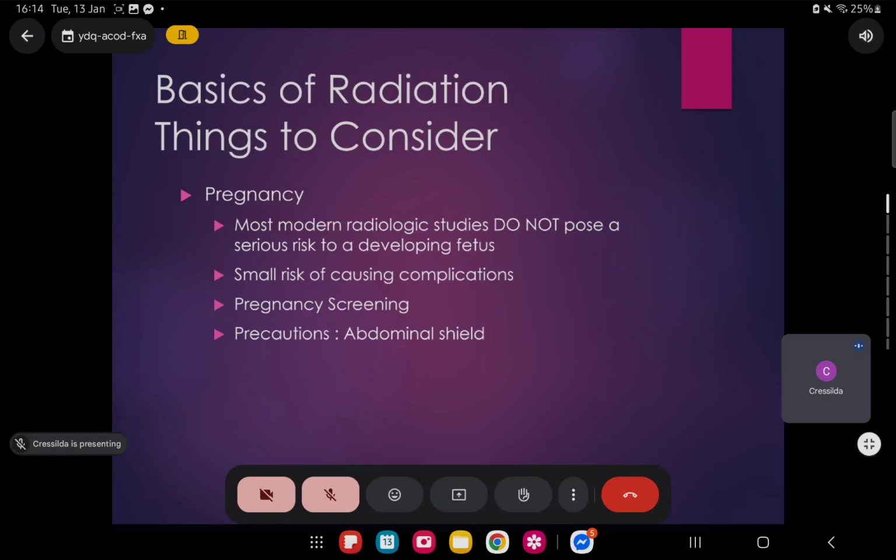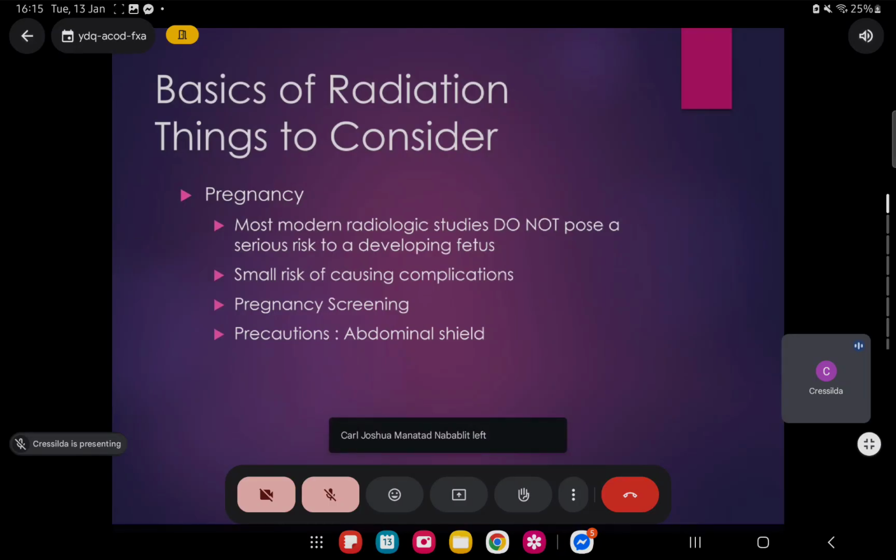So what are the things that we have to consider? Pregnancy is one of them. It is one of the most important considerations in whether we're going to proceed with a certain radiologic study. Most modern studies do not pose a serious risk to a developing fetus. There is a very small risk of causing serious illnesses or other complications. However, it is very, very small. This small risk is what we must always keep in mind. All institutions have a set guideline, and this will differ from one organization to another.